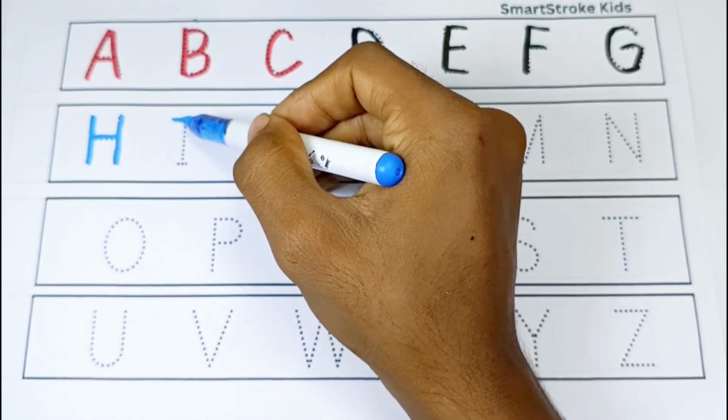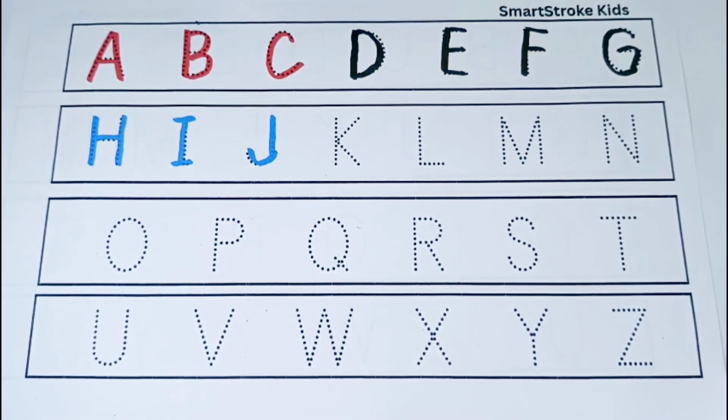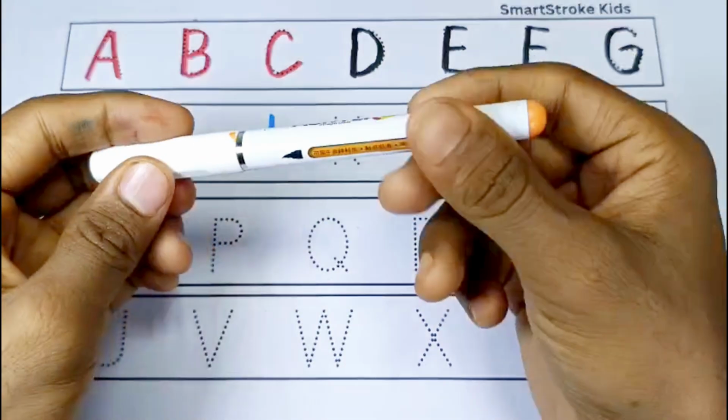H for helicopter, I for ice cream, J for joker. So now you draw K and use orange color.